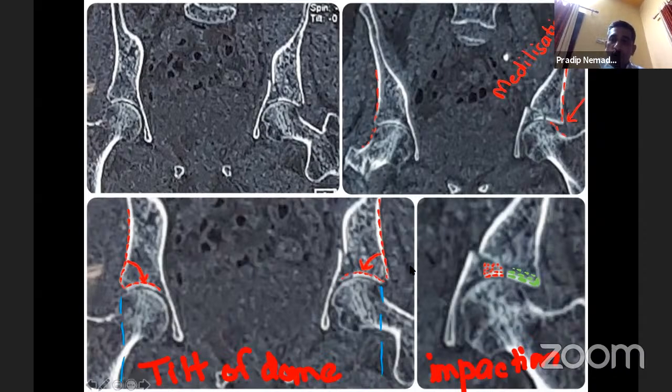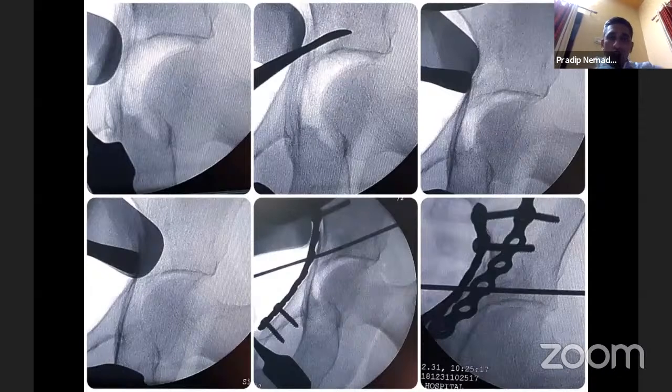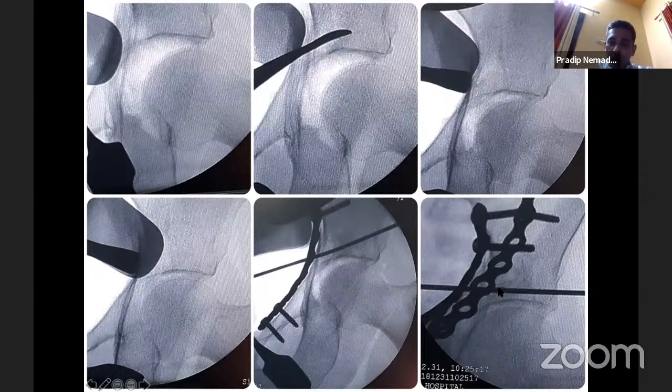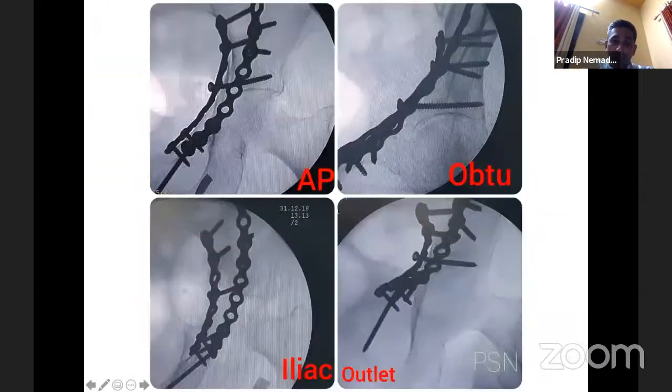That is the kind of impression that you can get from 2D coronal images. And we can also see the tilt of the dome, whether it has moved subtly or not. In the same way, we lateralize the head and slowly try to convince the fragment to go down. You take the fragment down slowly, millimeter by millimeter, and then put bone graft there, and then you can put a subchondral plate, and then all these two plates, and that is the reduction at the end of the fixation.